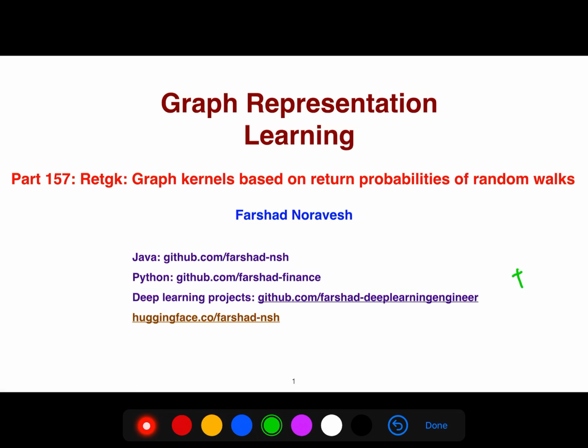Alright, so in this video I'm going to be explaining this paper with the title RetGK, graph kernels based on return probabilities of random walks. There are many kinds of graph kernels like the WL kernel, graphlet kernel, random walk kernel, and what else? Shortest path, for example. But the random walk kernel is computationally expensive, especially for large graphs.